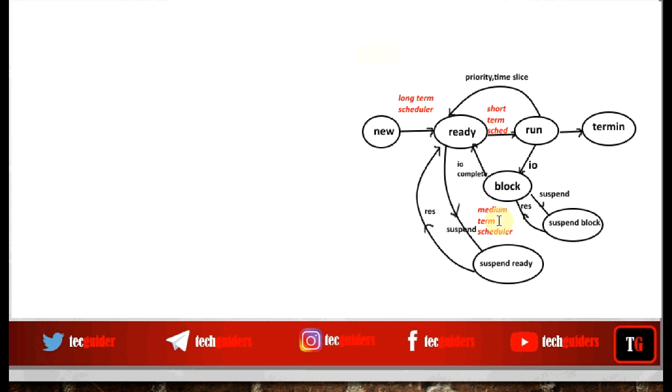So it is termed medium-term scheduler. Based on the decision of the medium-term scheduler, one process from the main memory moves to the suspended state. The long-term scheduler is also called job scheduler or admission scheduler. Short-term scheduler is also called CPU scheduler, and medium-term scheduler is also called swapping scheduler.